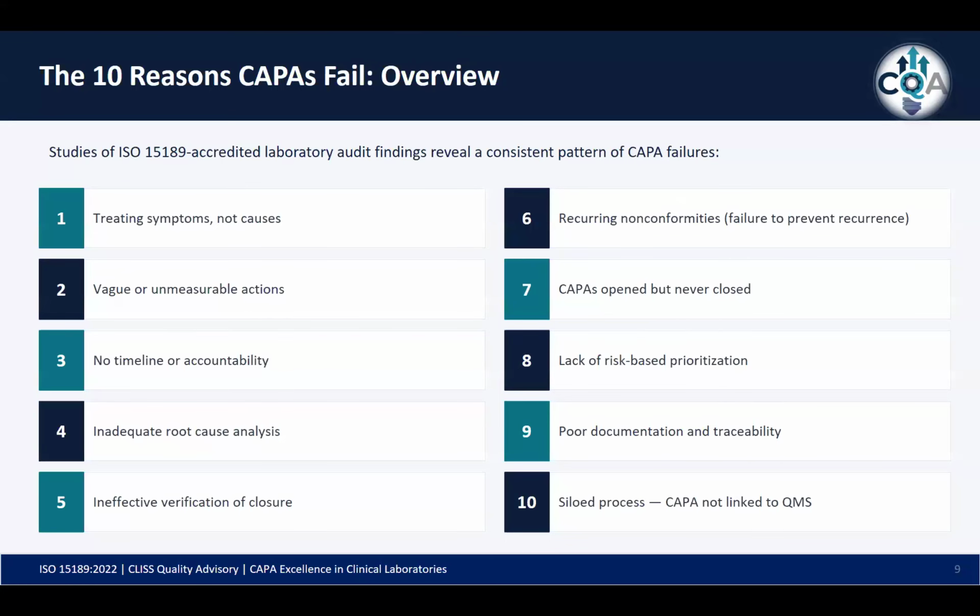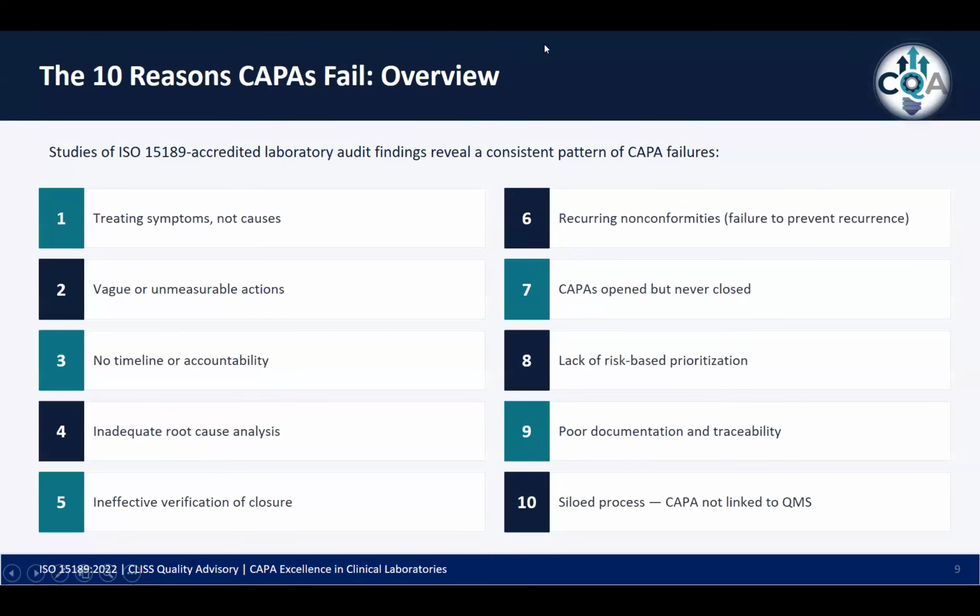Inadequate root cause analysis, ineffective verification of closure, recurring non-conformities, CAPAs remain open and they are never closed, lack of risk-based prioritization, which is really an emphasis of ISO 15189:2022. We saw that it's quoted 85 times in the new version of the standard. And then poor documentation and traceability.